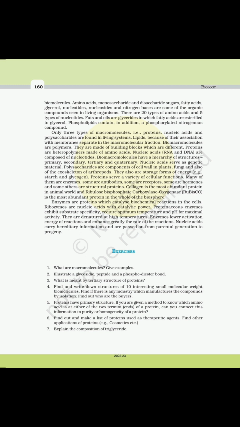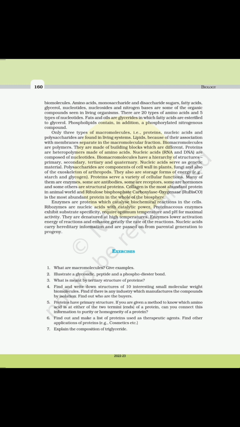Nucleic acids serve as genetic material. Polysaccharides are components of the cell wall in plants, fungi and also of the exoskeleton of arthropods. They also are storage forms of energy, e.g., starch and glycogen. Proteins serve a variety of cellular functions. Many of them are enzymes, some are antibodies, some are receptors, some are hormones, and some others are structural proteins. Collagen is the most abundant protein in the animal world, and ribulose bisphosphate carboxylase oxygenase, rubisco, is the most abundant protein in the whole of the biosphere.